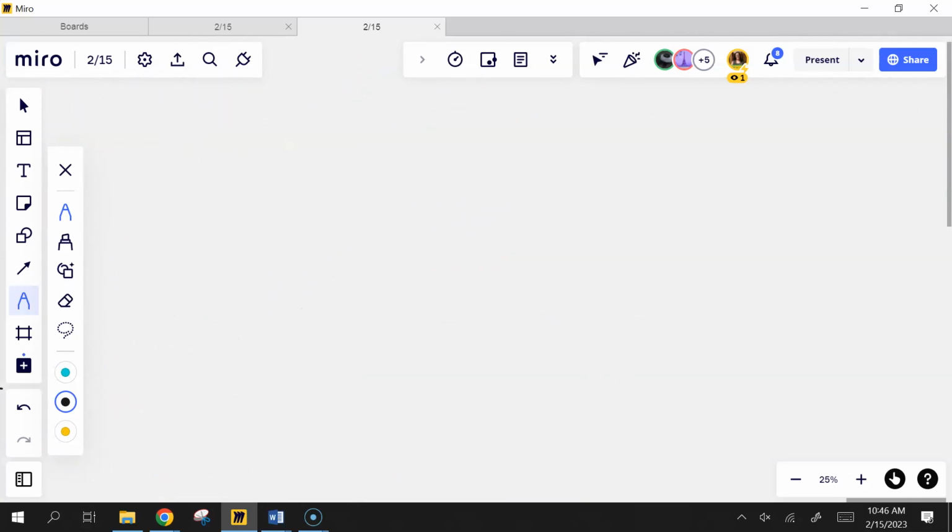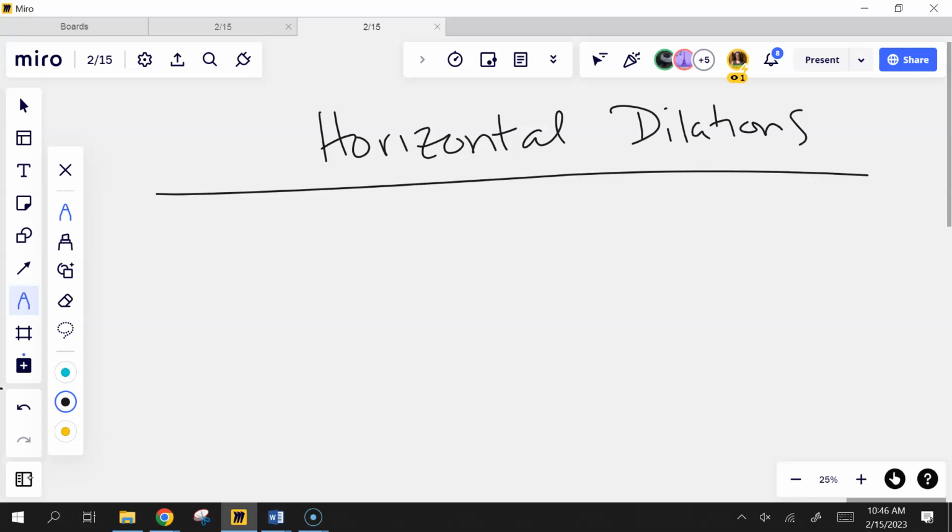Okay, let's do horizontal and look at the difference. This time, and this is where it gets tricky because everything is opposite, I'm multiplying just the x by something. These are a little bit harder to see, but remember, horizontal and vertical can be the same thing. A vertical stretch is the same thing as a horizontal shrink and vice versa.